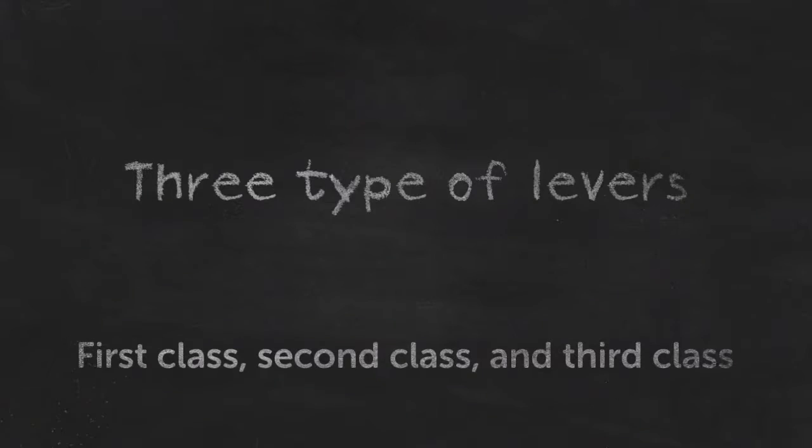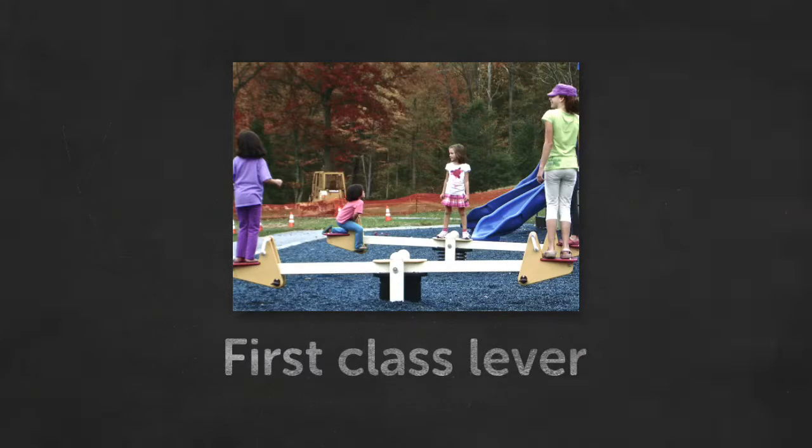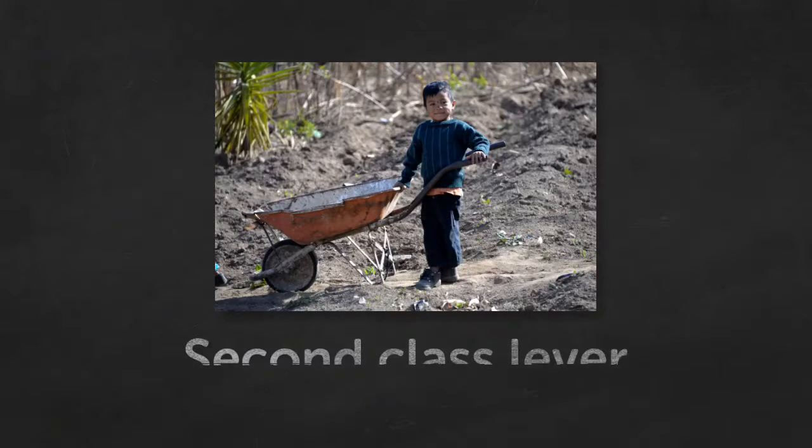The first simple machine that we'll be looking at are levers. There are three types of levers. There's first class, second class, and third class levers. A seesaw is a great example of a first class lever. This is where you have a fulcrum in the middle and two forces or loads at the end of the lever. A wheelbarrow is a great example of a second class lever.